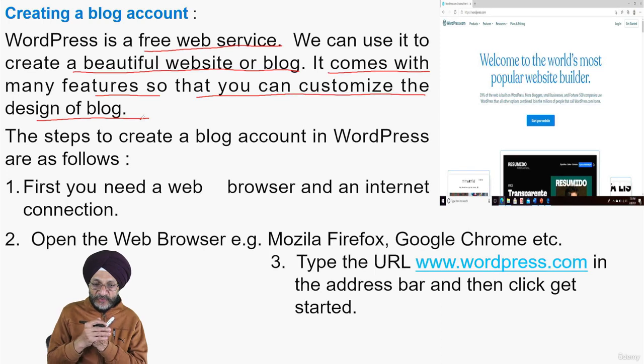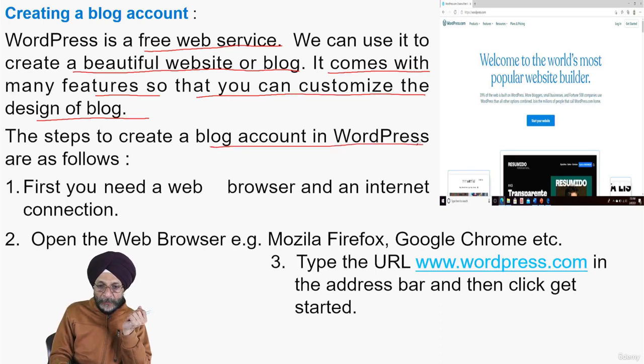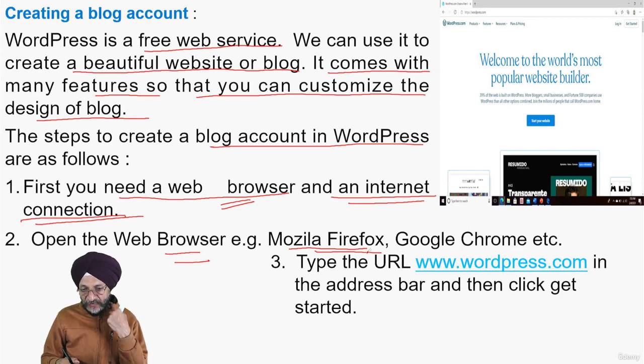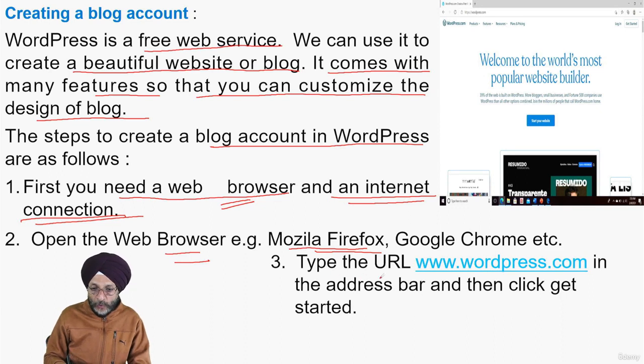Now, what are the steps which we have to follow to create a blog account in WordPress? These are as follows. First, you need a web browser and an internet connection. A web browser is already there in your computer. Now, what is required is an active internet connection. Open the web browser. For example, there may be Mozilla Firefox, Google Chrome, or some other web browser like Apple Safari in your computer. Now you have to type the web address, that is the URL of WordPress, which is www.wordpress.com in the address bar, and then click get started.